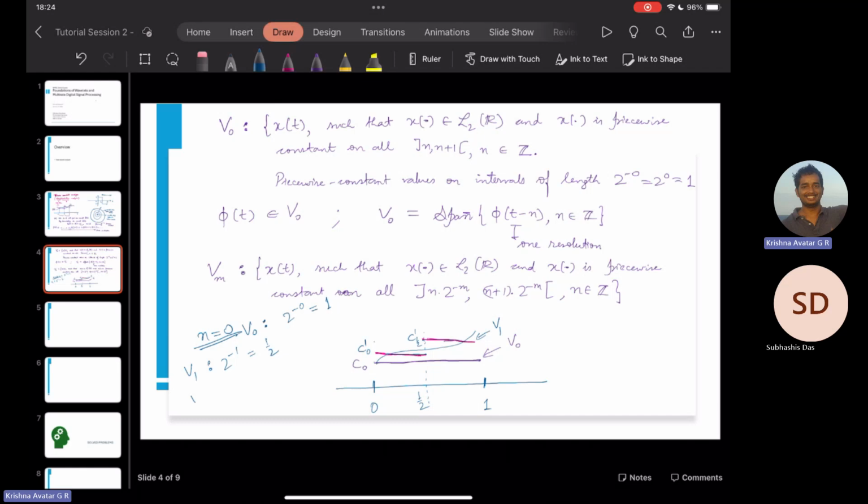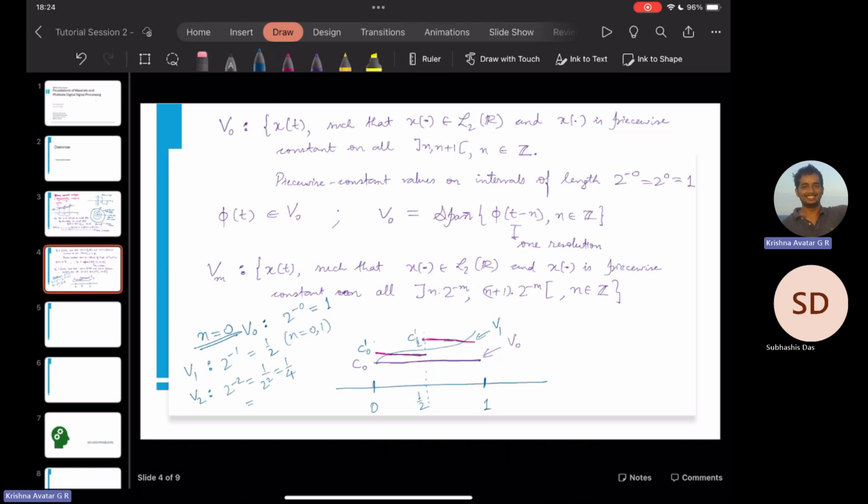Now we can go one step further, just to understand. At V2, you put here 2 to the power minus 2, which becomes 1 by 2 squared, which is 1 by 4. Now in this case, what you would require is that we go from n equal to 0, comma, 1.